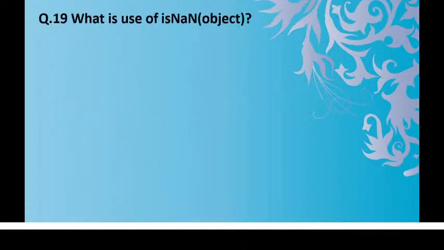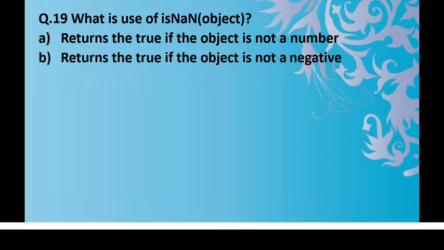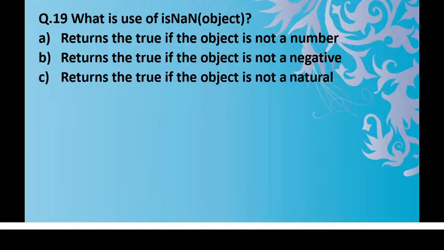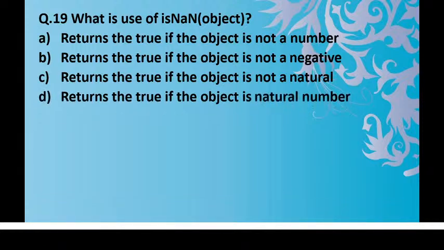Next question. What is the use of isNaN function? Returns true if the object is not a number. Returns true if the object is not negative. Returns true if the object is not natural. Returns true if the object is a natural number. What will be the answer? What is the use of this function? The correct answer is A. Returns true if the object is not a number.